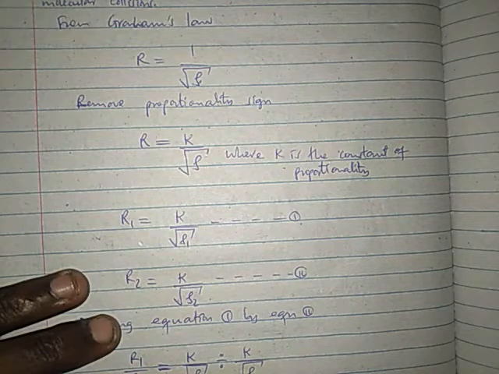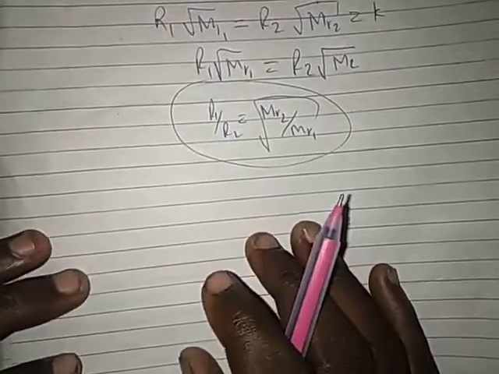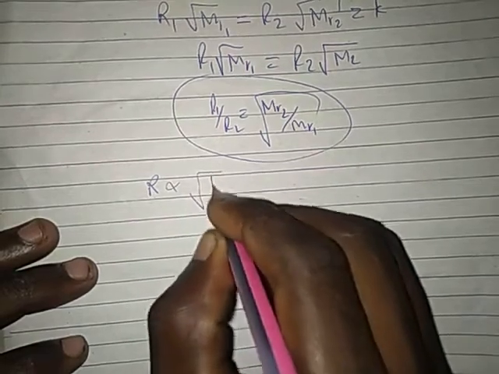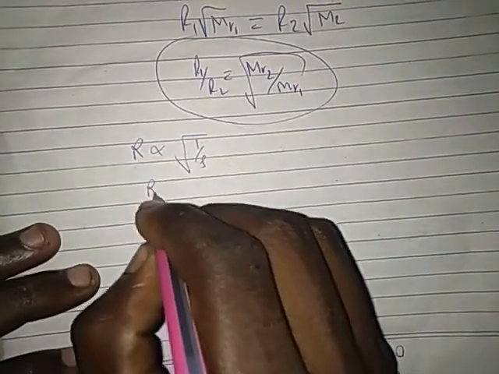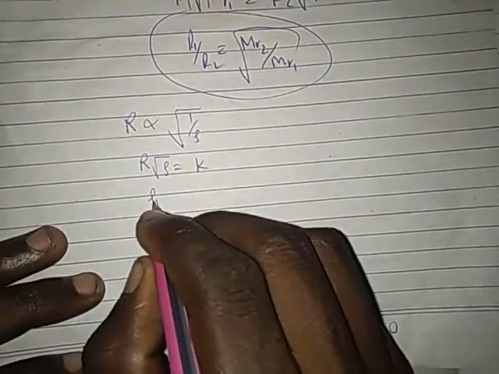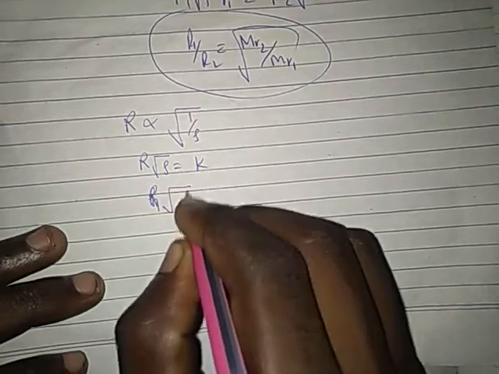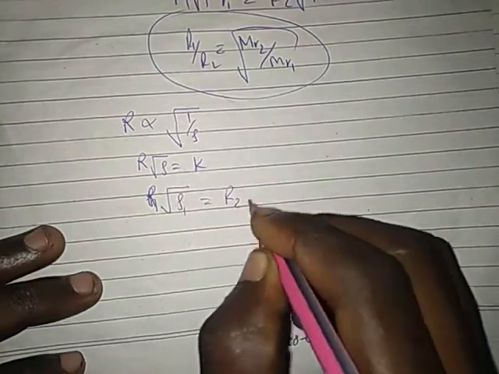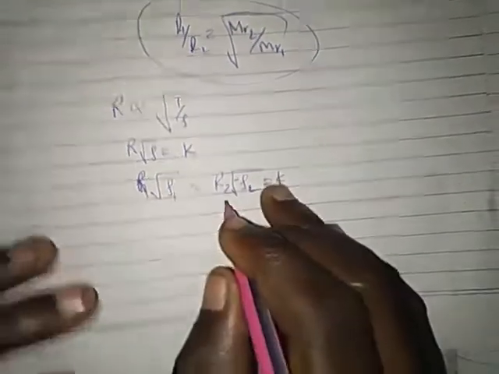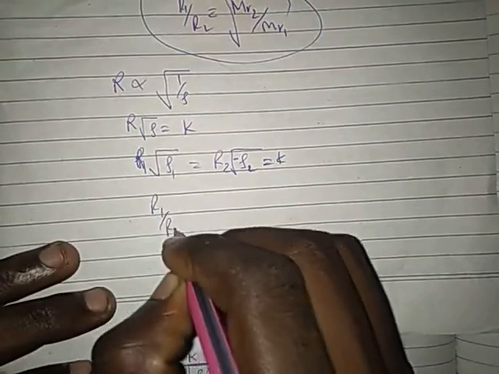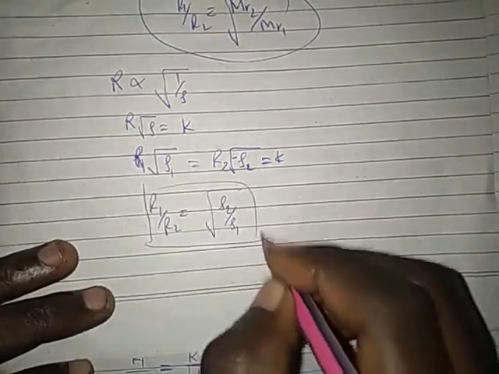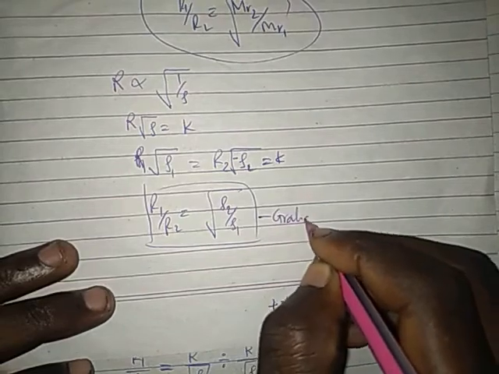Kwa hiyo kwenye Graham's law kama nilivyokuambia, tunaweza kusema pia R is inversely proportional to the square root of density. So R times the square root of density will be equal to K. R1 square root of density 1 is equal to R2 square root of density 2 is equal to constant K. So tunapata R1 divided by R2 equals square root of density 2 divided by density 1.